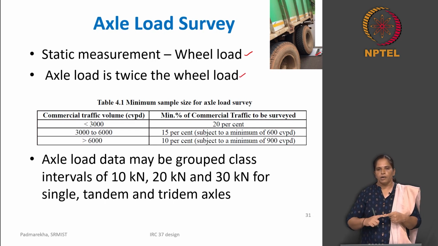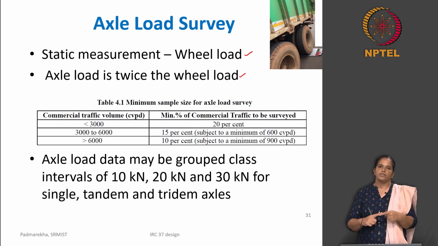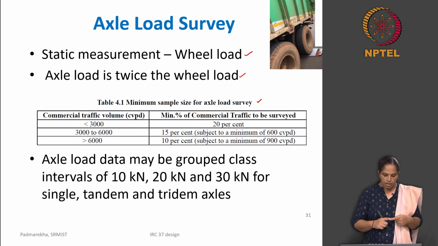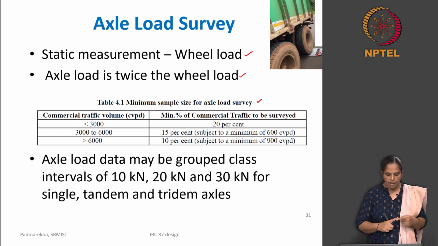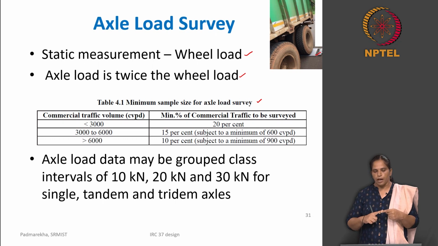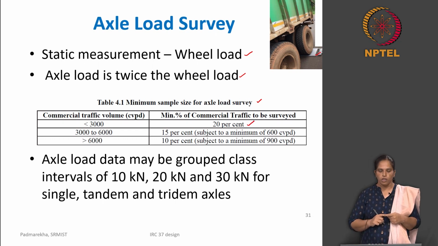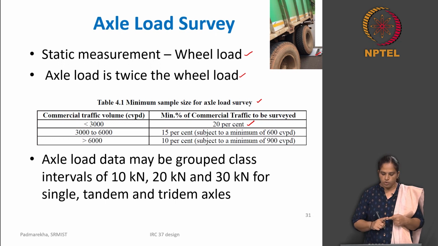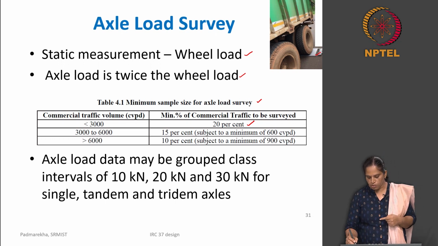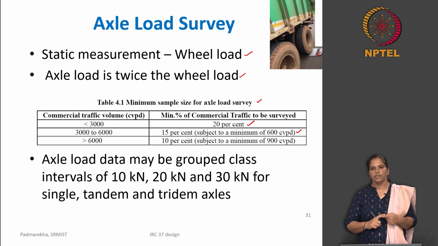Again, we cannot consider the whole 100% volume for the computation of axle load. So, IRC suggests a minimum sample size for conducting an axle load survey. It all depends on the traffic volume. If the number of commercial vehicles per day is less than 3000, you can consider the sample size to be 20% of the total volume. When it is between 3000 to 6000, it is 15% of the total volume, and if it is greater than 6000, 10% of the total volume, with the minimum numbers to be 600 and 900 commercial vehicles per day.